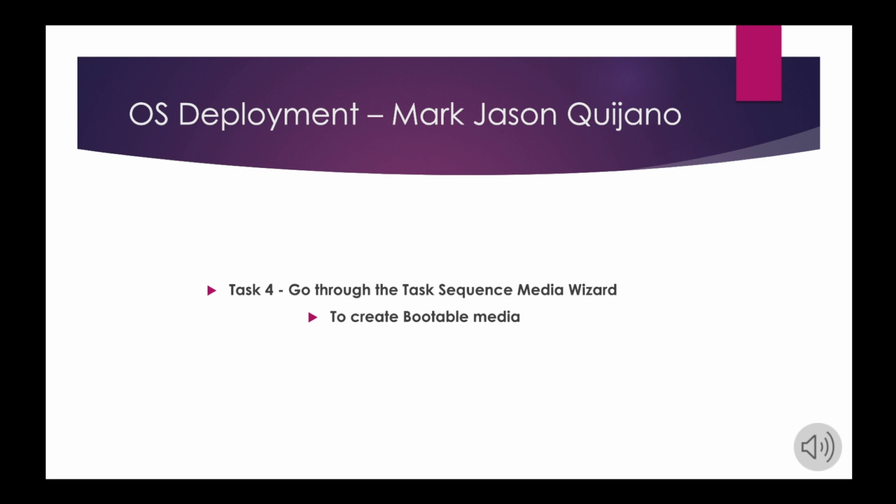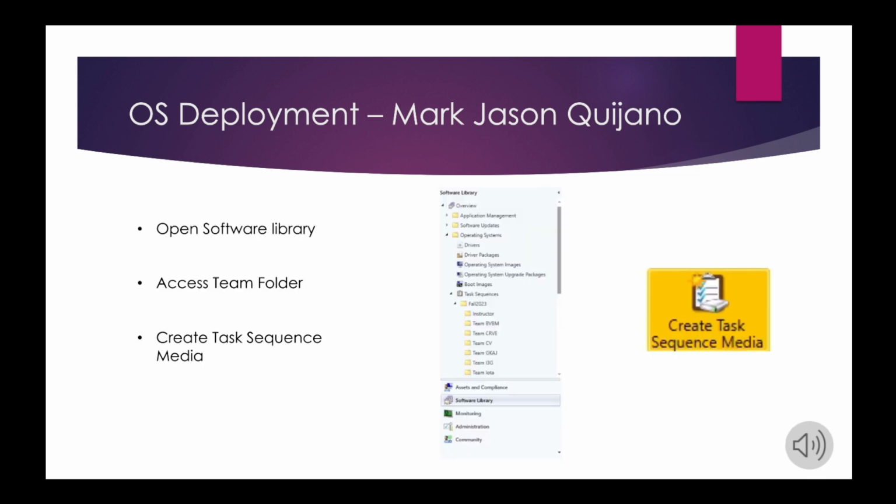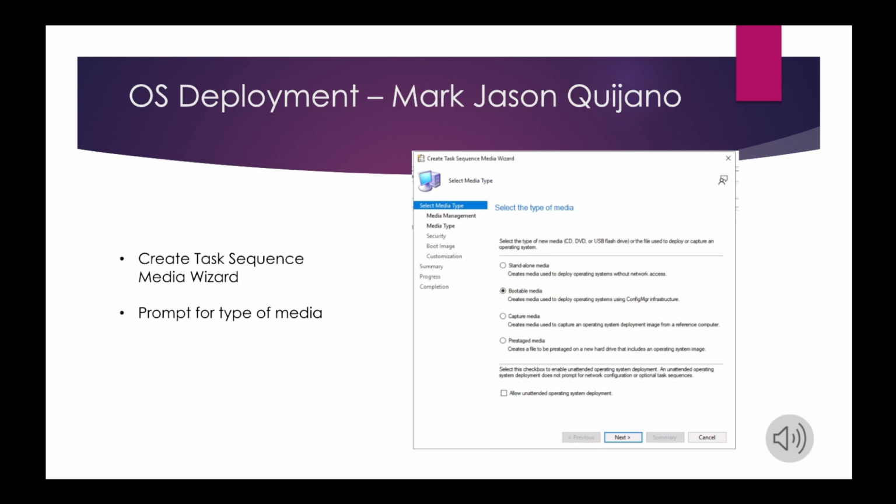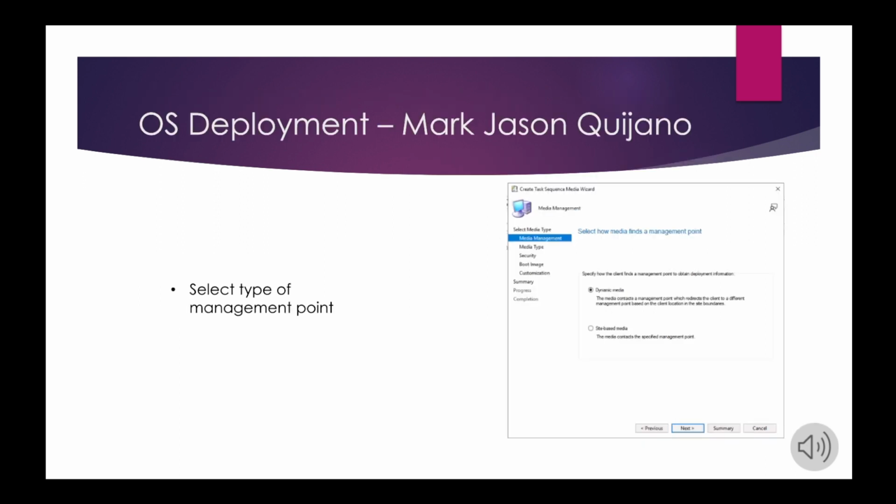Hello, my name is Mark Jason Quijano, and I was tasked with exercise 4, to create bootable media through the task sequence media wizard. To start off, you're going to want to open the software library, access your team folder, and in the ribbon, create task sequence media. You'll be prompted with the Create Task Sequence Media wizard, and here you'll be prompted for the type of media. For me, I had to create the bootable media. Next, you have to choose the type of management point between dynamic media and site-based media. I chose dynamic media in this case.